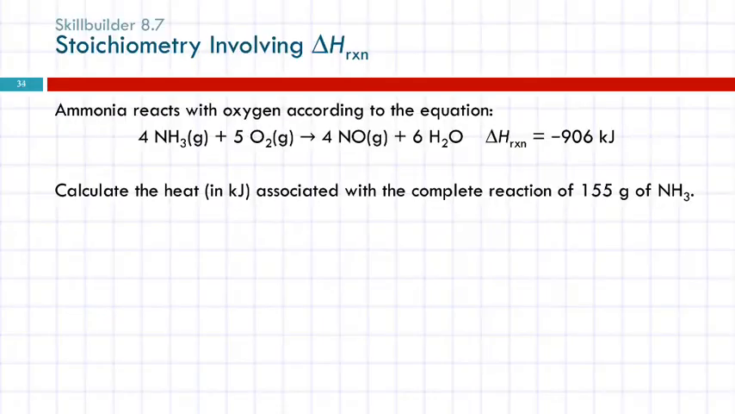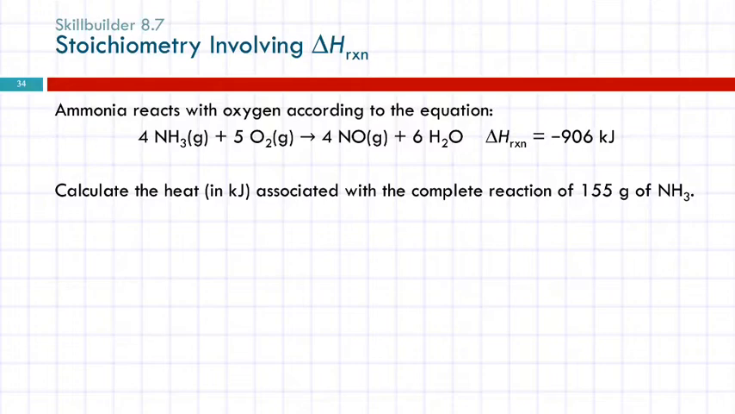So let's do an example. I get lost sometimes. So ammonia reacts with oxygen according to this equation. Calculate the heat in kilojoules associated with the complete reaction of 155 grams of ammonia. Now this is saying associated. Does that indicate a direction? No, it doesn't specify a direction. So then we're going to have to clearly specify in our answer, either by using positive and negative signs or by using words, what direction the energy is going.